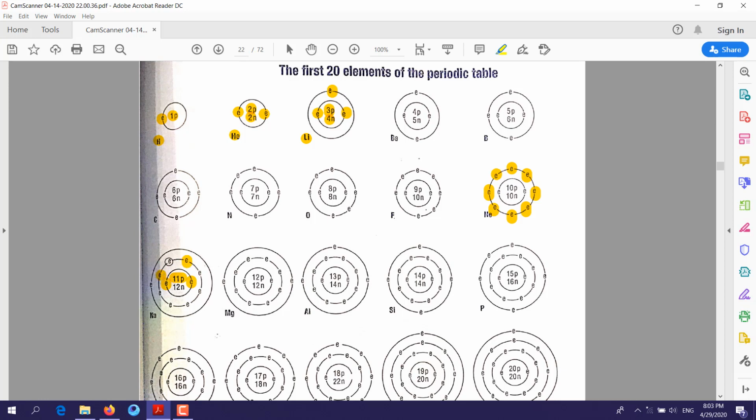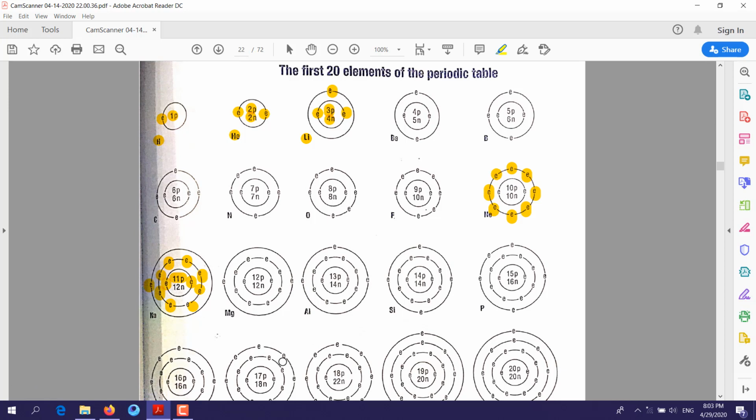In the next one, we can draw a maximum of 8. Now 2 plus 8 is 10. But we have another one. What will we do? We will draw another orbit, and we will put the last one here.